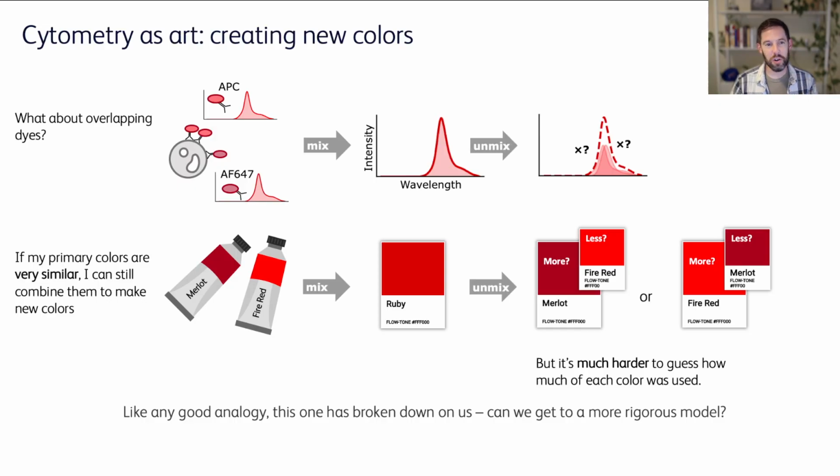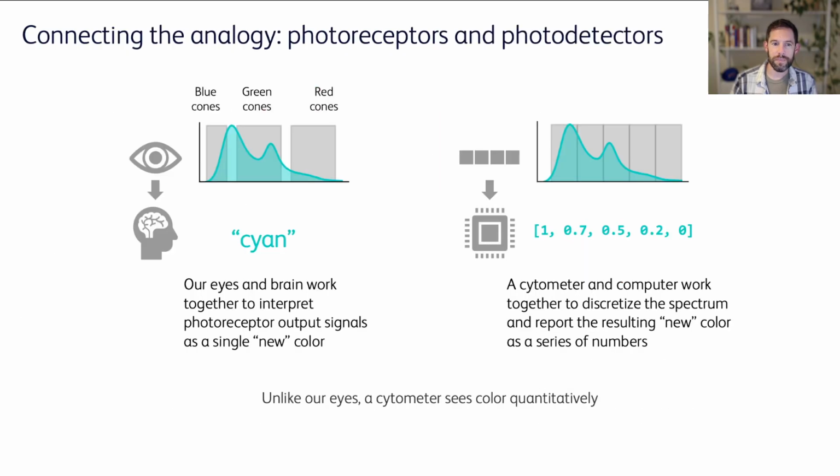Now, of course, it gets hard to really connect this in a quantitative way to things like spillover spreading or other things that affect cytometry data. So maybe we can develop a little bit more rigorous of an understanding. And to do that, let's try and go back from thinking about how our eyes work to thinking about how a cytometer works. Just like a cytometer, our eyes contain photodetectors in a sense.